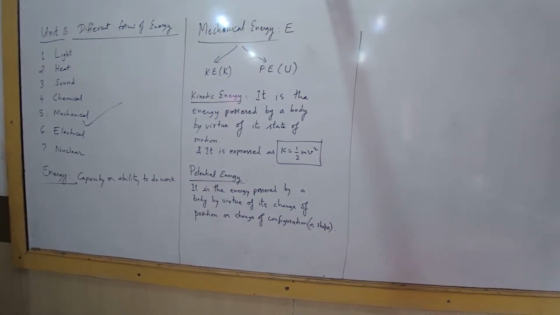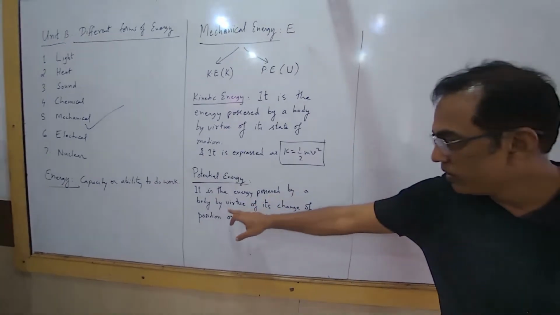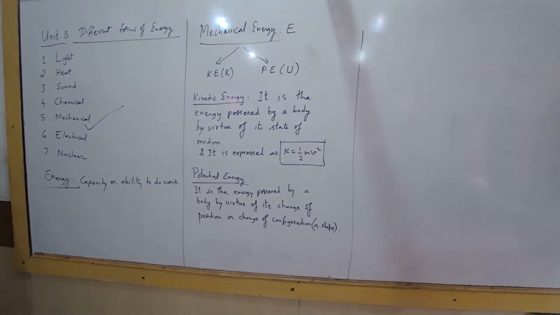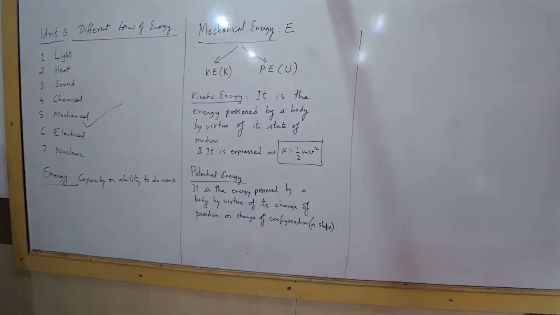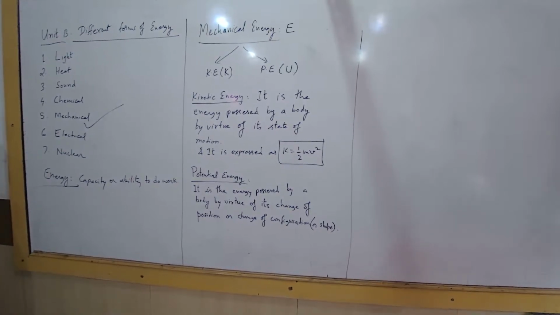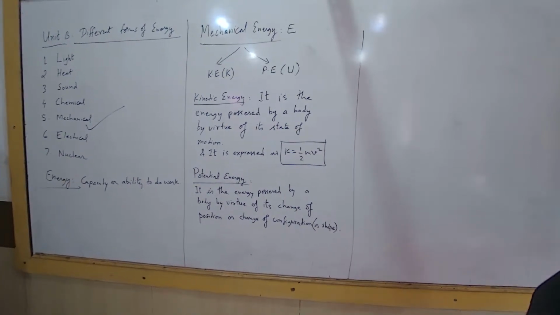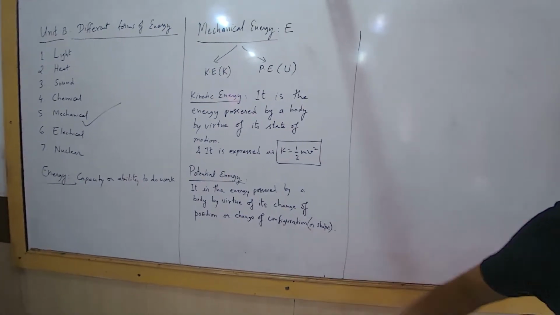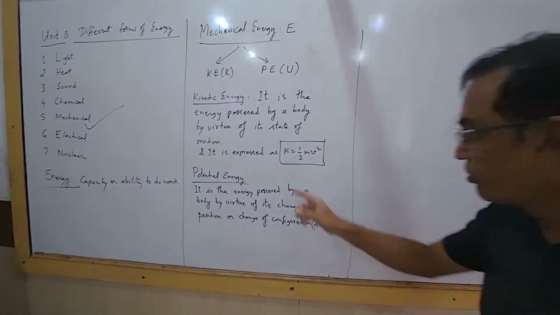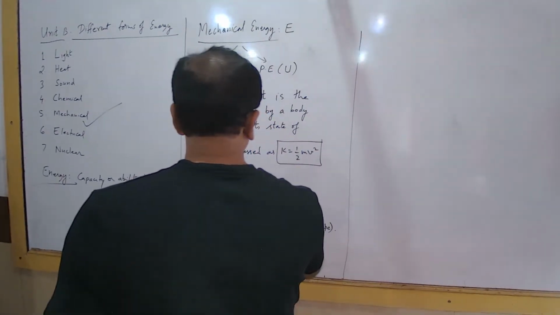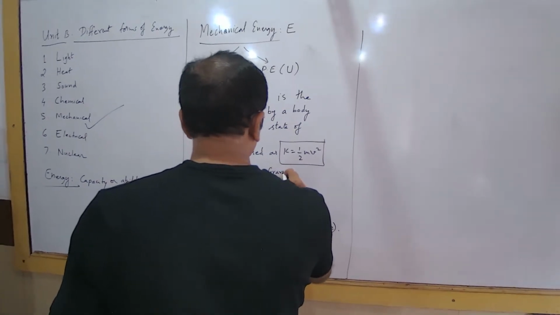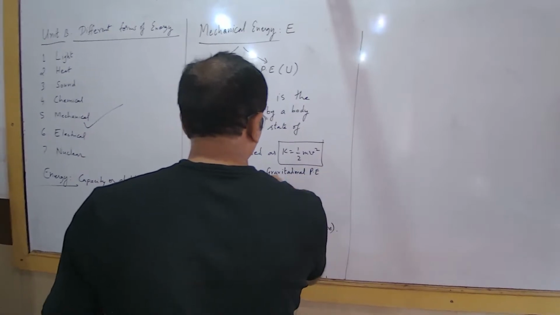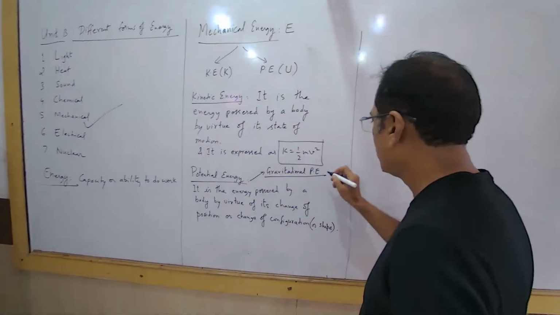So is it clear now? The energy possessed by a body by virtue of its change of position is potential energy. So this is potential energy. And what kind of potential energy? Gravitational potential energy. Why? Because you are working against gravity. So it is potential energy, but what type? Gravitational potential energy. So in potential energy also you have two types. Gravitational potential energy, and it is due to change of position.